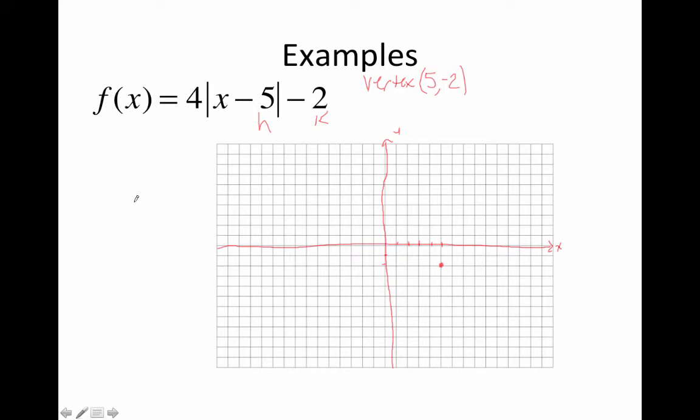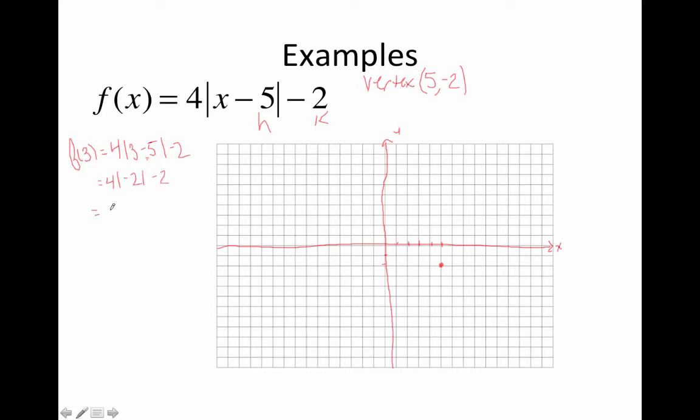So why don't I use, I don't know, 3. So we'll do f of 3, and we'll replace the x with 3. And this is going to tell me now what the y-coordinate will be. Okay. Order of operations says we're going to do this absolute value part first. So we'll do 3 minus 5.